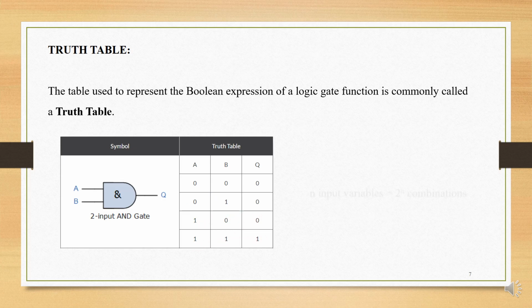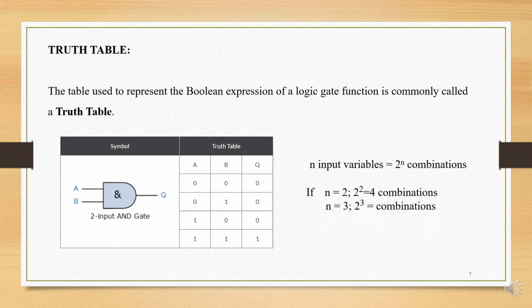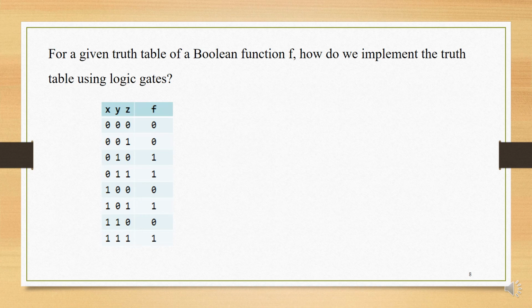This is how you represent the truth table for any logic gate function, or it can be represented for different digital systems. If we have n input variables, then 2 power n combinations have to be defined in the truth table. For example, if n equal to 2, 2 power 2 equal to 4 combinations should be defined in the truth table. If n is equal to 3, 2 power 3 equal to 8 combinations are to be defined in the truth table.